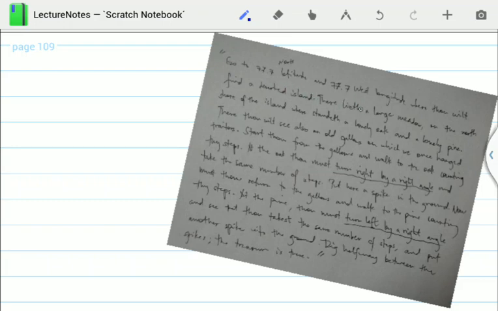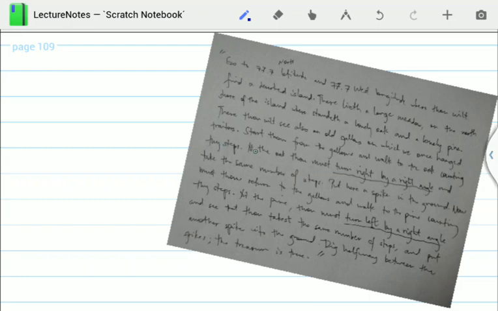There lieth a large meadow on the north shore of the island, where standeth a lonely oak. I didn't know trees could be lonely, but anyway, and a lonely pine. So basically it means they're alone. It doesn't mean that they're sad. There thou wilt see also an old gallows, where you hang people, on which we once hanged traitors. Start thou from the gallows and walk to the oak, counting thy steps.